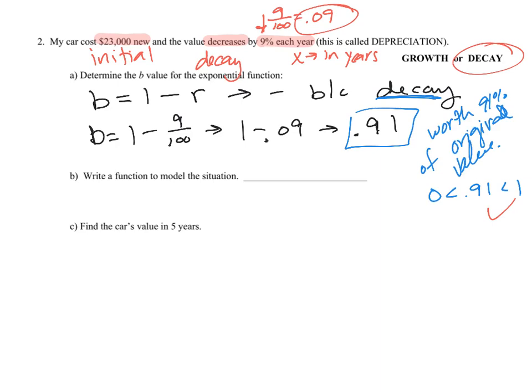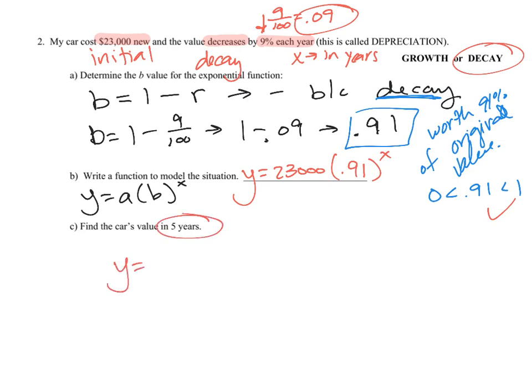Okay, so now it says write a function to model the situation. Again, we are using that y equals a times b to the x. And so I have y equals $23,000 is what I paid. 0.91 is my calculated b value raised to the x. Find the car's value in 5 years. Okay, so y equals 23,000 times 0.91, and in place of x, I'm going to write 5.